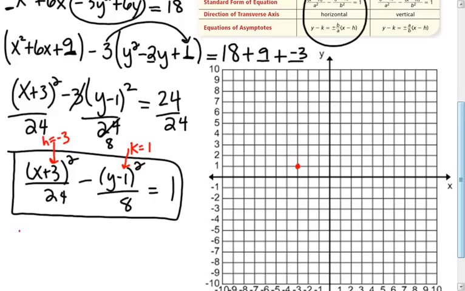And I can see that a squared is 24. This will be your a value right here, which means a is the square root of 24, which of course breaks down into 2 root 6. If you get that as a decimal, 2 root 6 is about 4.9 or so. So again, this is a left-right hyperbola, so my a value will go along my x-axis in this case. And I'm going to go 4.9 to the left and 4.9 to the right.